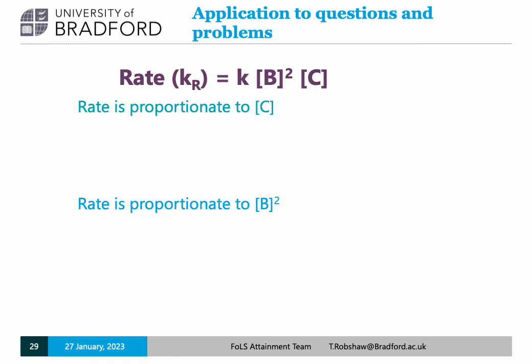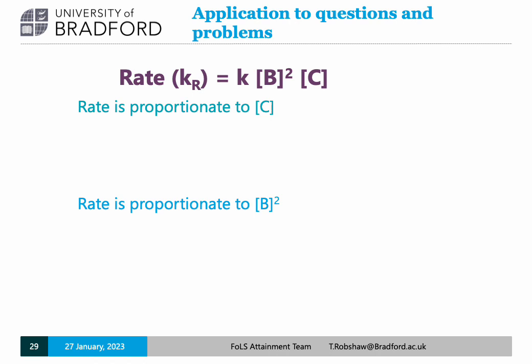The final thing we're going to talk about is how you would practically go about collecting data in a laboratory to find out the order of a reaction and its rate constant. Now, you can only do this experimentally. You cannot predict these things. You have to run a series of experiments.